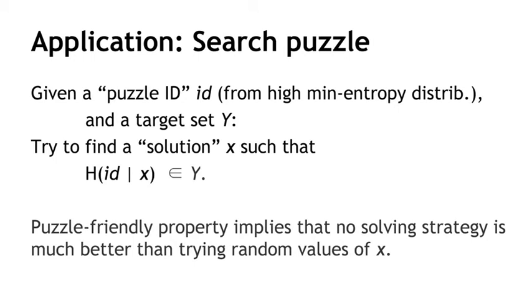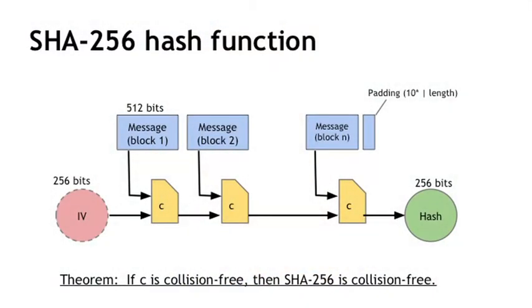Okay, so we've talked about 3 properties of hash functions and 1 application of each of those. Now let me talk just very briefly about the particular hash function we're going to use. There are lots of hash functions in existence, but this is the one Bitcoin uses, and it's a pretty good one to use. It's called SHA-256, and it works like this.